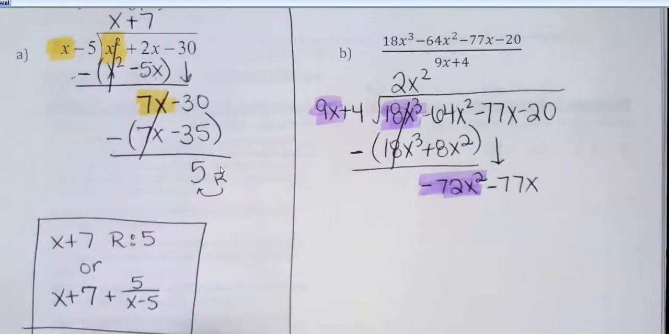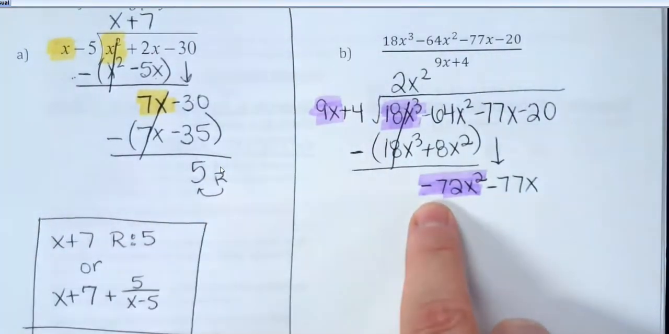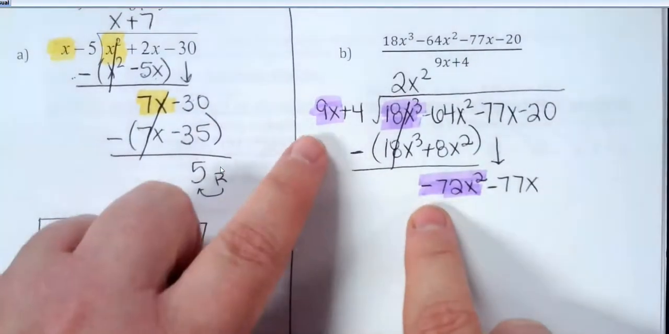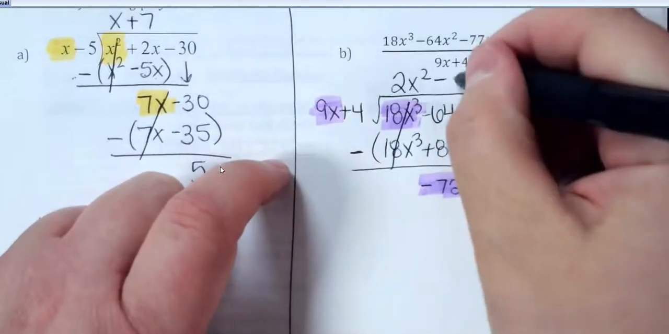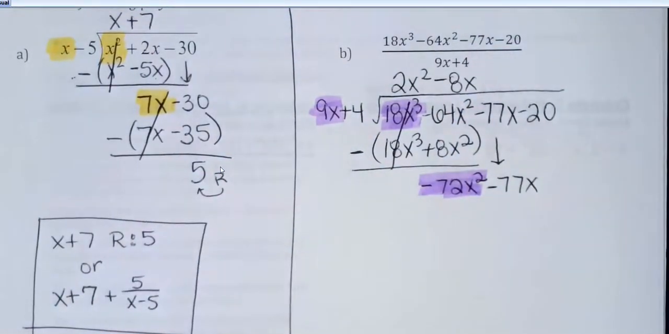Negative, yeah, it's tricky. Okay, so to get the you just do a minus. So I'm going to use negative 8x. All right, so that'll give me the negative 72.